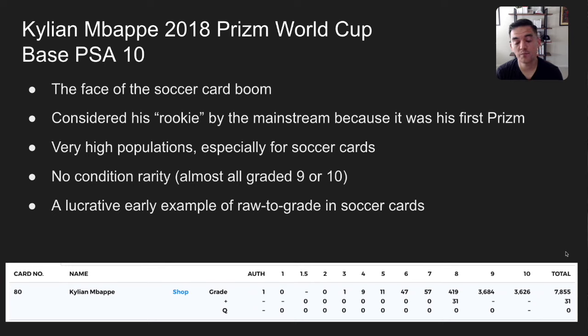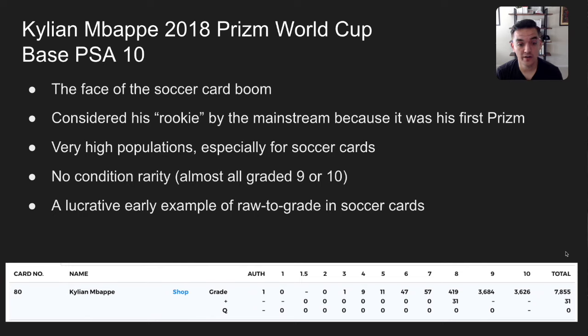And I think this was mostly because Prism is the most popular set in the mainstream soccer card hobby. People were looking at Kylian Mbappe, it's his first World Cup Prism card. It's his quote unquote rookie. And that took off. That was a narrative that really made the prices of this card boom. It resulted in very high populations, especially for soccer cards, but even very high populations when compared to other sports as well.